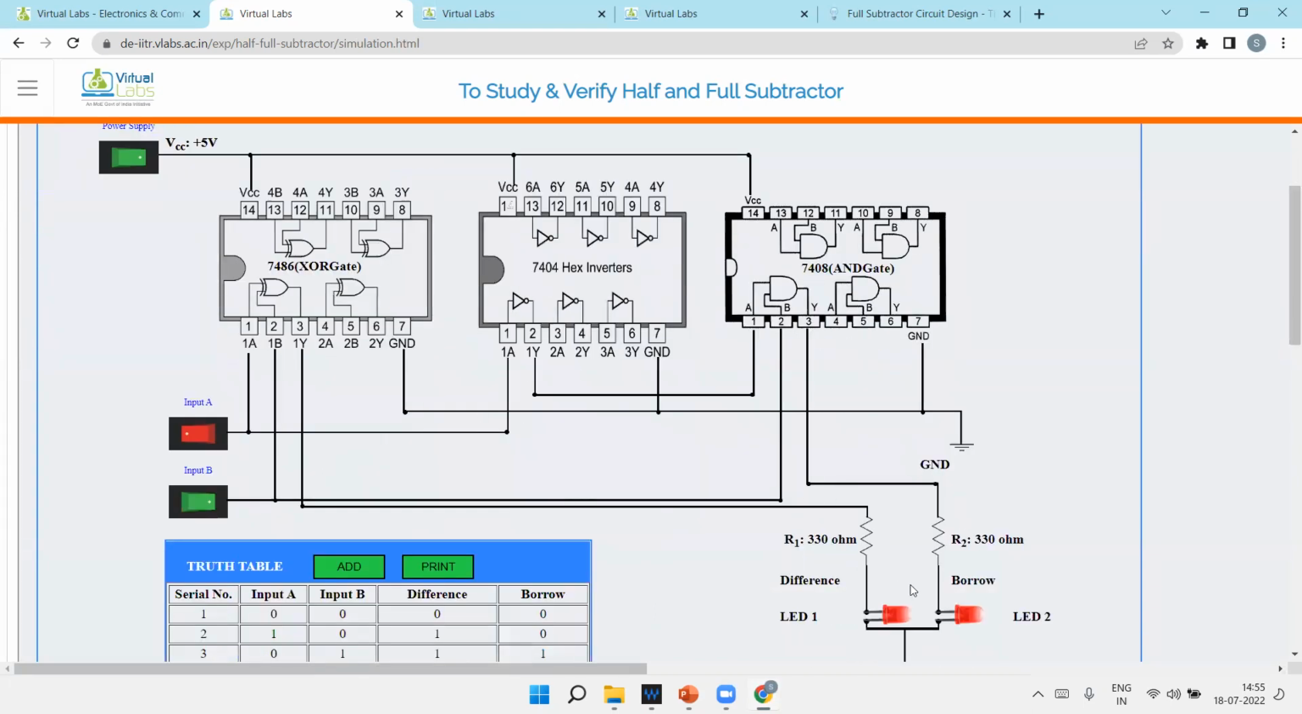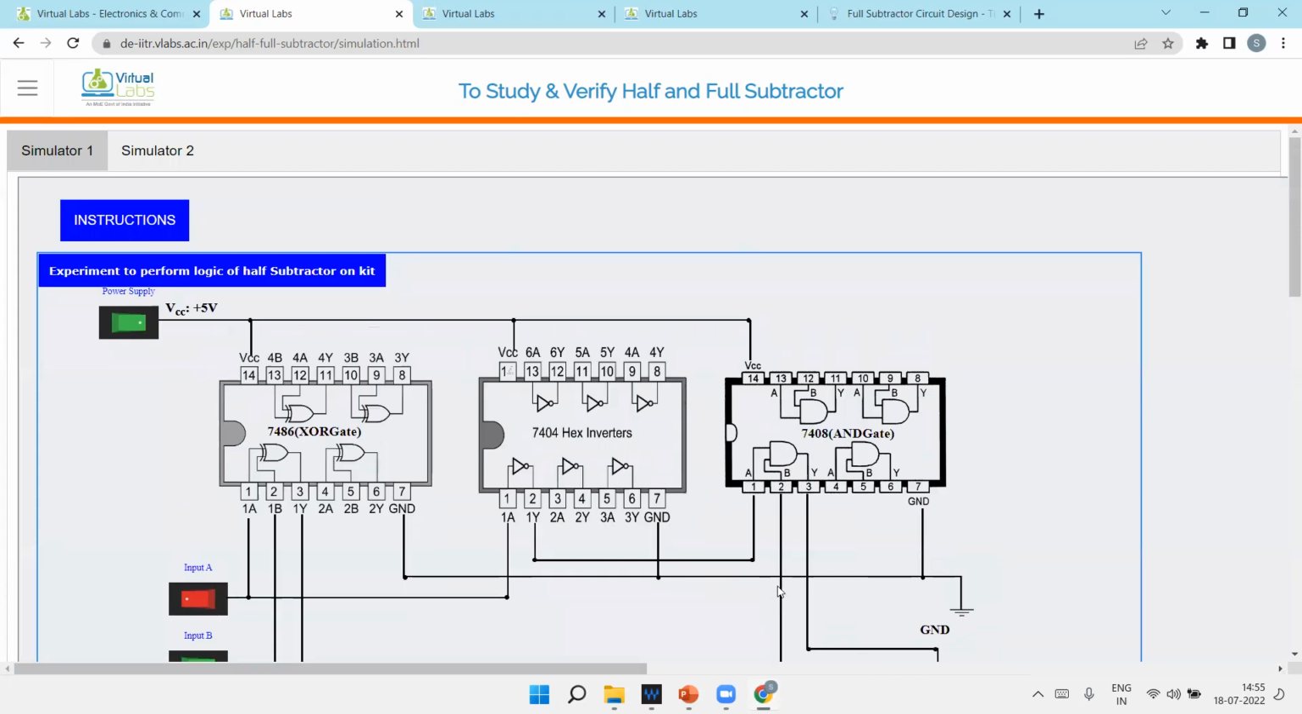Then we have to connect LEDs for checking the output. If it is glowing it means 1, and not glowing means 0. For the LED we have to use a resistor. That is for the half subtractor.